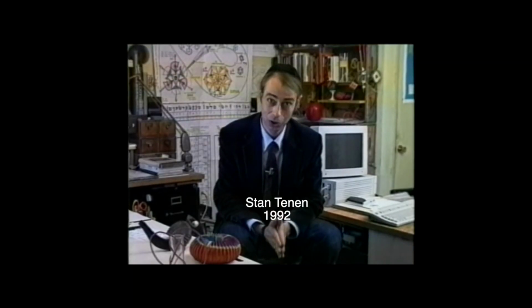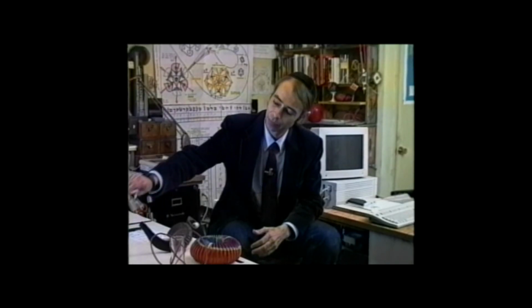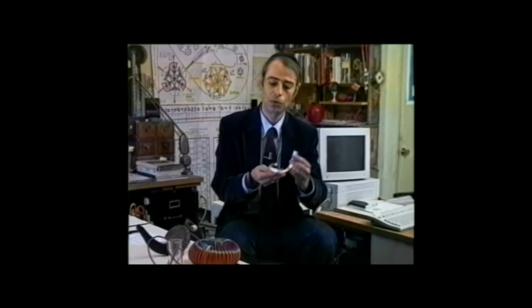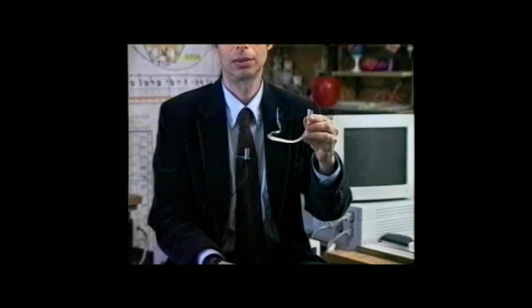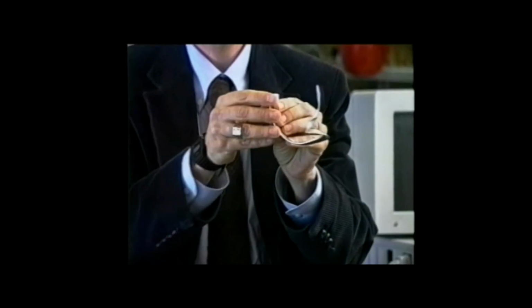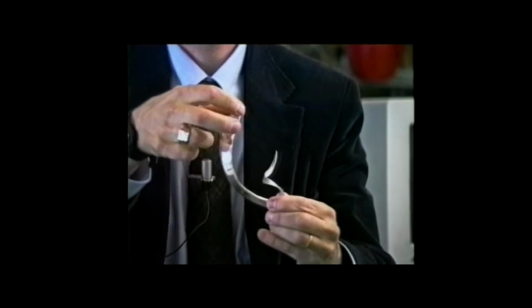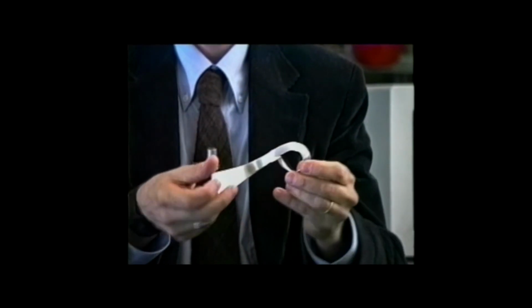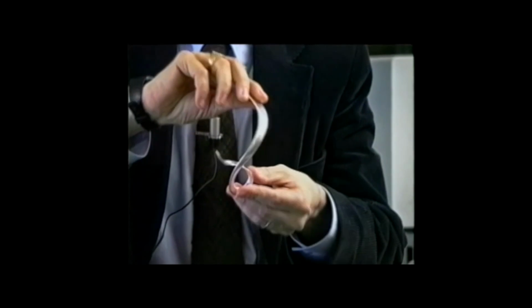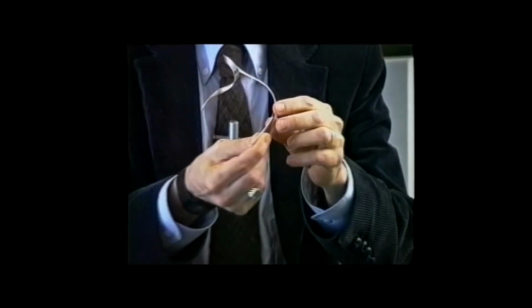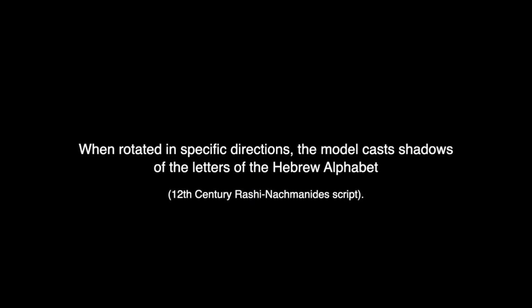The model was recovered by Stan Tenen, Research Director of Meru Foundation. And what we found, and this is really quite startling, is when we simplified it mathematically, we ended up producing a form that looked just like this. This is the form we actually made. This is a minimal geometric way to represent the way the first verse of Genesis forms itself when its letters are paired up. When rotated in specific directions, the model casts shadows of the letters of the Hebrew alphabet.